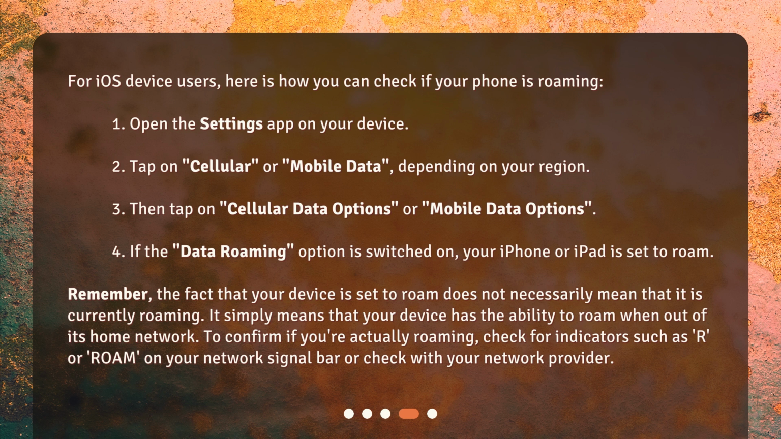Remember, the fact that your device is set to roam does not necessarily mean that it is currently roaming. It simply means that your device has the ability to roam when out of its home network. To confirm if you're actually roaming, check for indicators such as R or roam on your network signal bar, or check with your network provider.